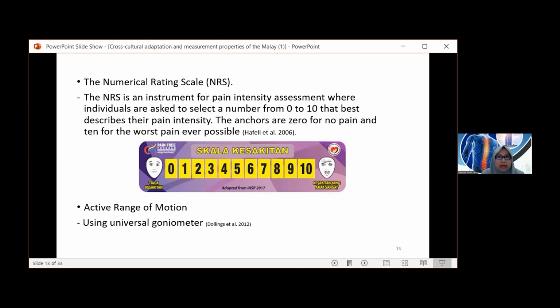And for the active range of movement, the protocol by Dolly et al. was followed by using a universal goniometer. The range of motion that we measure includes forward flexion, abduction, extension, internal rotation, and external rotation.